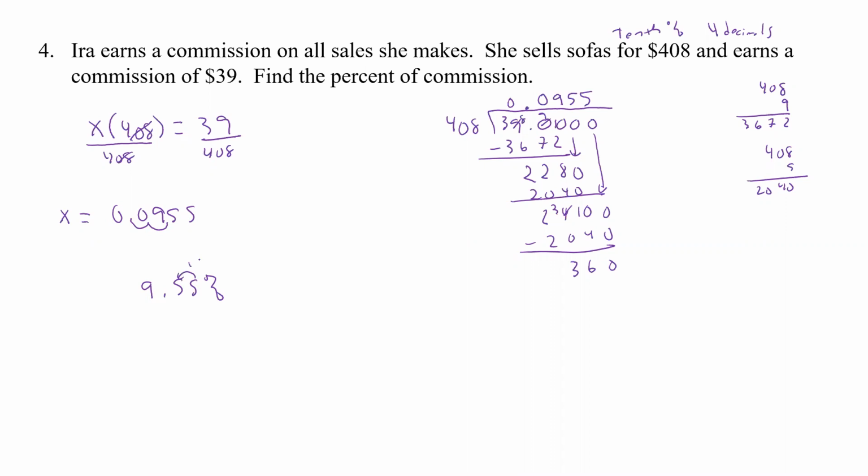That does round up, and so we get 9.6% when we round to the nearest tenth of a percent. Okay, so does that make sense? She's not making a lot of commission, a very small number. 10% of that would be about 40, and that's what we get here, 39. So 9.6, that's pretty close to 10%. So that looks like it makes sense as far as our actual answer.